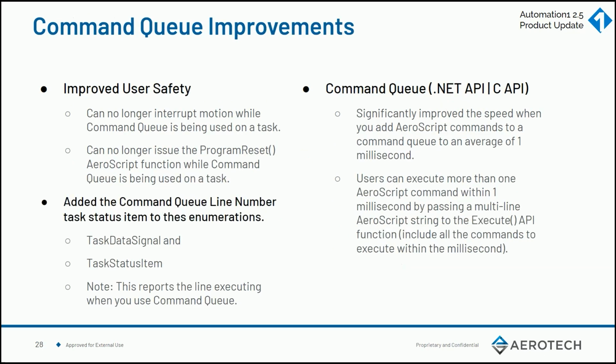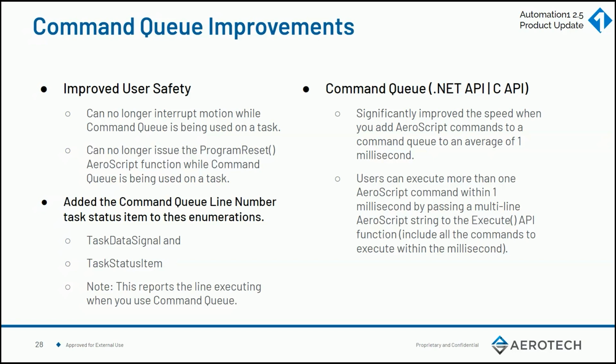On the command queue features: command queue is a feature that requires you to use both API programmatic functionality and some AeroScript to interact with it. And just in general, we improved some user safety around command queues, knowing the reasons people are using command queues, wanted to make it a little bit safer so mistakes are not made. So you can no longer interrupt motion while command queue is being used on a task. And you can no longer issue the program reset AeroScript function while command queue is being used on a task. These are things you just wouldn't want to do.